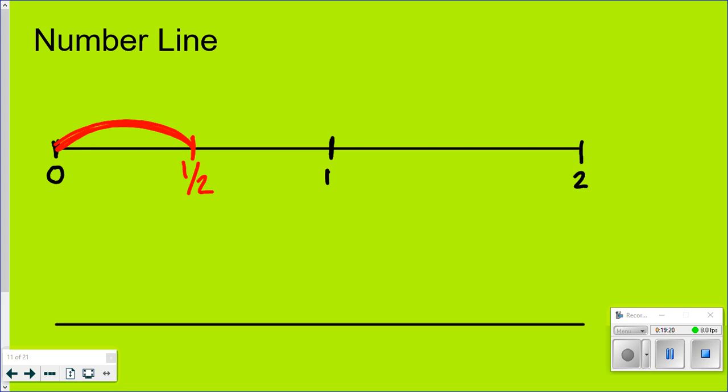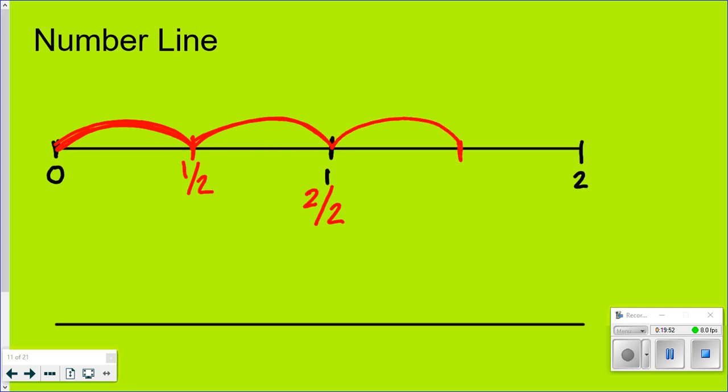What if I make another one? Equals 1. It is 1 whole, but how many halves is that? 2/2. 2 halves. You can write that. Think about that. 2 halves. I can write that. I know what that looks like.